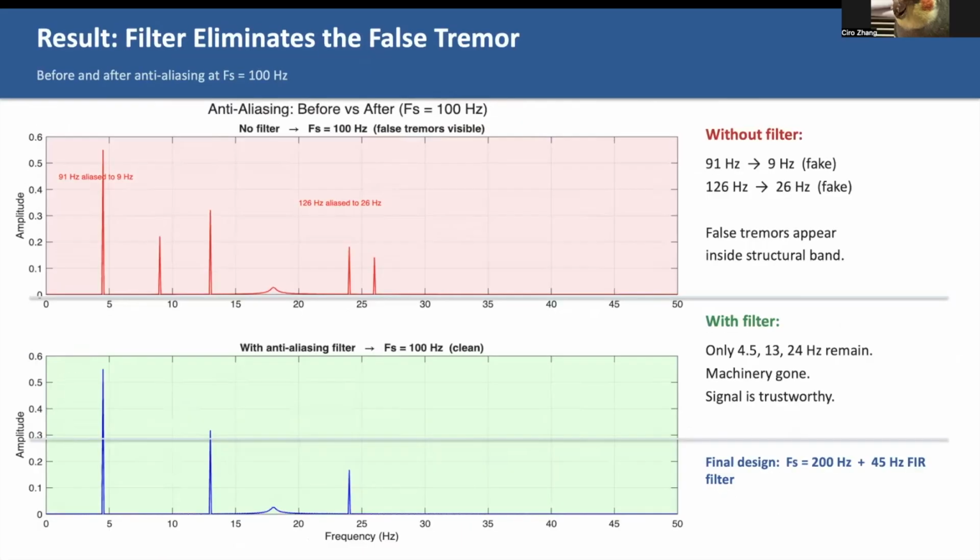By choosing 45 hertz, we can see a really good result where the high frequency machine components are filtered out and only the low structural signals remain. And with the machinery on, even though we sample at a low frequency, which didn't work before, now the final result is still trustworthy, which shows a way to get a trustworthy result without having to just increase the sampling frequency.